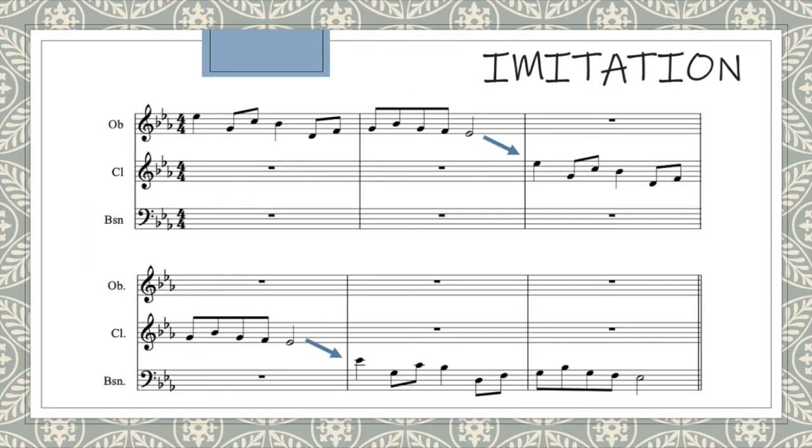Imitation. You now see a phrase or a fragment of a phrase being imitated by different voices or different instruments. This is different from repetition because although the fragment looks the same, it is moving between 2 or 3 or more different instruments.